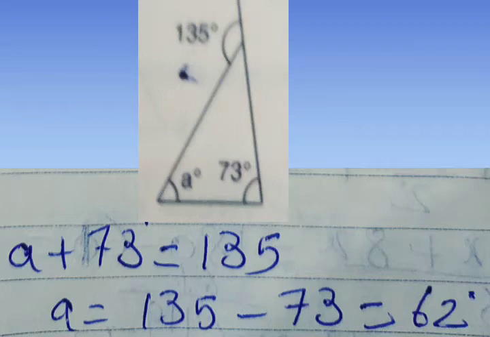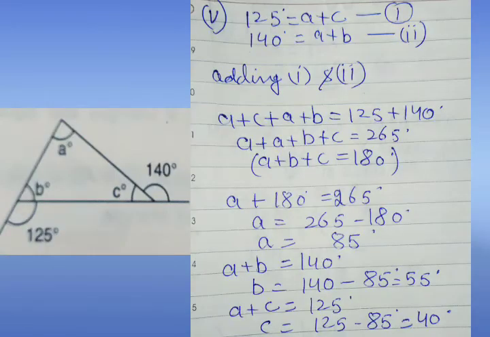Then you must be seeing, we are using the concept exterior angle is equal to sum of its interior opposite angle. Now figure number 5, 125 is equal to a plus c, and the other equation is 140 is equal to a plus b. So mark them 1 and 2 as I have done. Then adding equations 1 and 2 we get what? A plus b plus c is equal to 265.